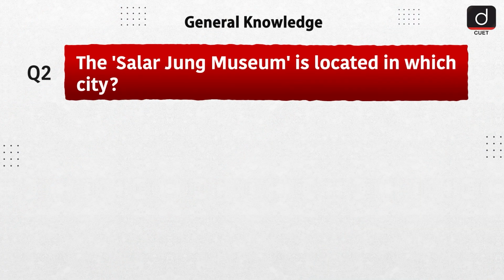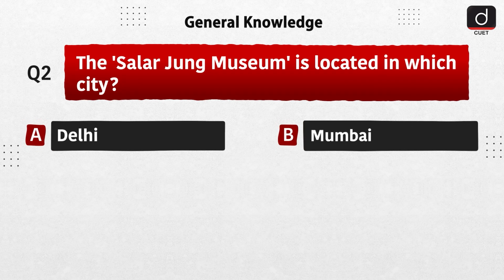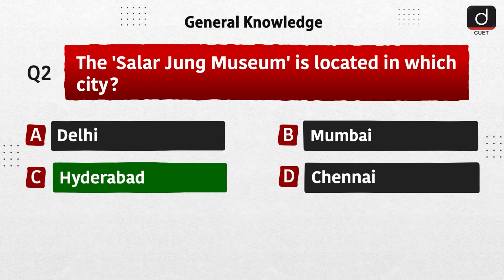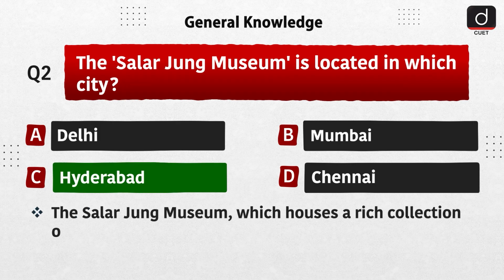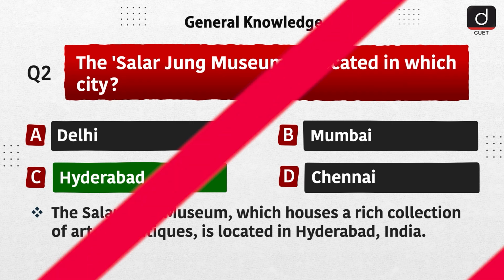Next question is, the Salar Jung Museum is located in which city? Option A, Delhi. Option B, Mumbai. Option C, Hyderabad. Option D, Chennai. The correct answer is option C, Hyderabad. The Salar Jung Museum, which houses a rich collection of art and antiques, is located in Hyderabad, India.